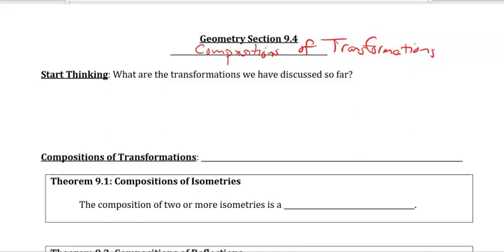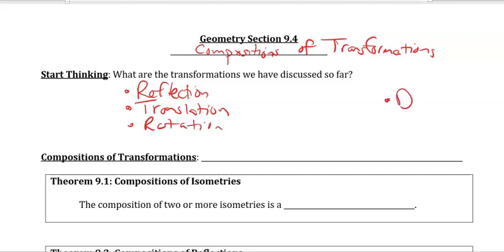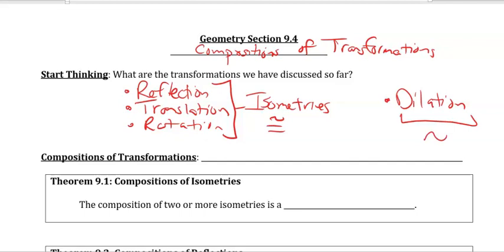Okay, the first part says, what are the transformations we have discussed so far? One of them, anybody? Reflection, sure. Reflection, translation, rotation, good, and dilation. Okay, these all had something in common. We talked about this in the last lesson. Those are all going to be isometries, which means the preimage and image will be congruent, whereas a dilation is the only oddball. That one shows that the preimage and image are going to be similar. Does anybody have any questions about that?